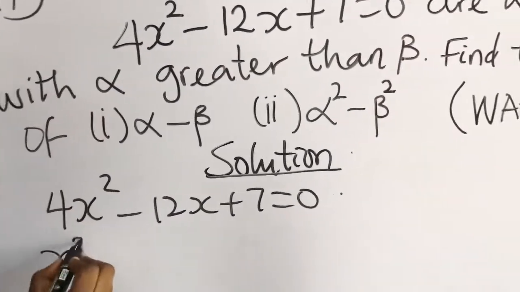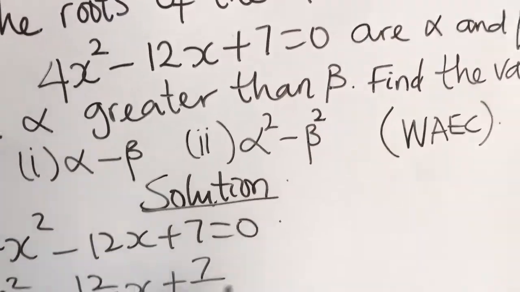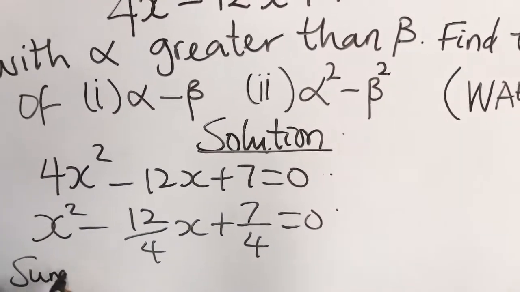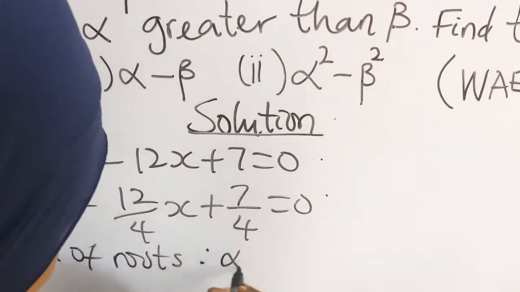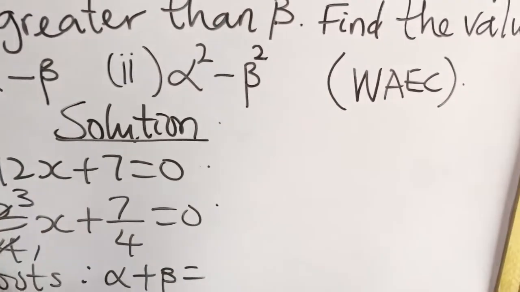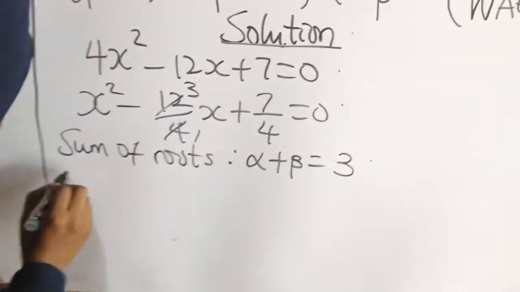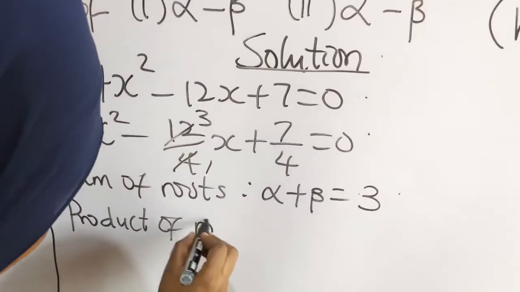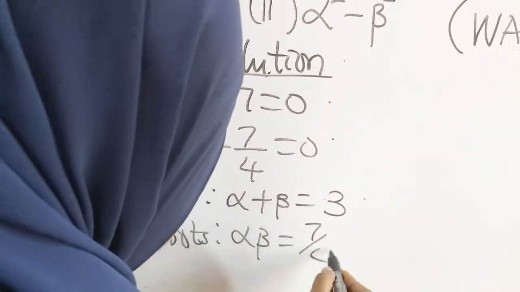So x squared minus 12 divided by 4 x plus 7 over 4 is equal to 0. So the sum of roots, that is alpha plus beta, is equal to 12 over 4, which is 3. And the product of roots, alpha beta, is equal to 7/4.